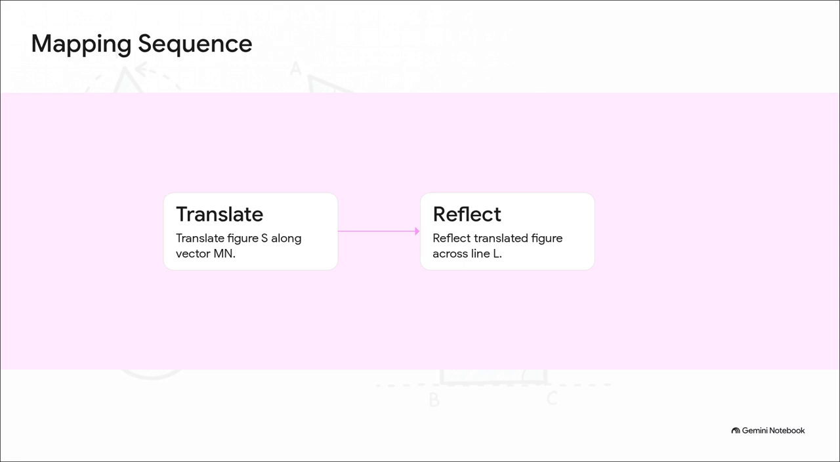Step 1, we translate, or slide, figure S along that vector you see, vector MN. This shifts it right over, closer to the line of reflection. Then, step 2, we reflect that translated figure across the vertical line L. If you follow those two exact steps, a translation followed by a reflection, the original figure S maps exactly, point for single point, onto S prime. Because this specific sequence exists, we have mathematically, irrefutably proven that S is congruent to S prime.